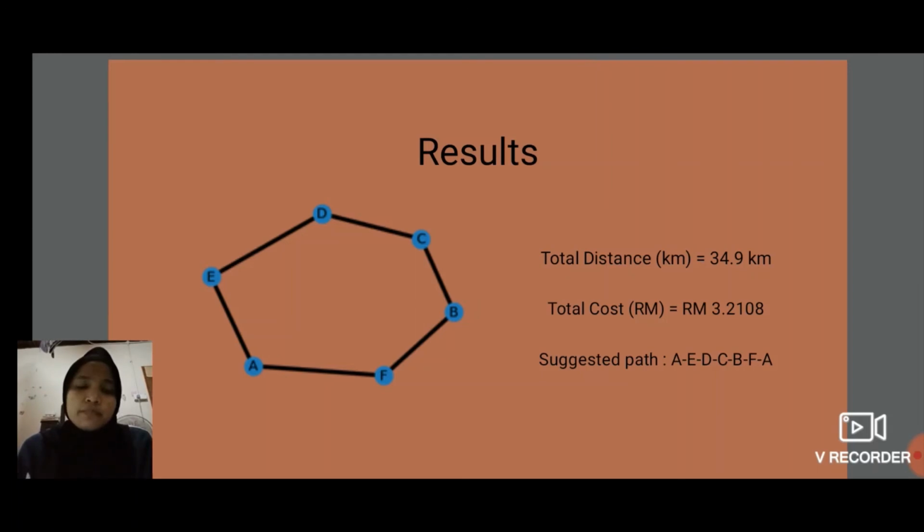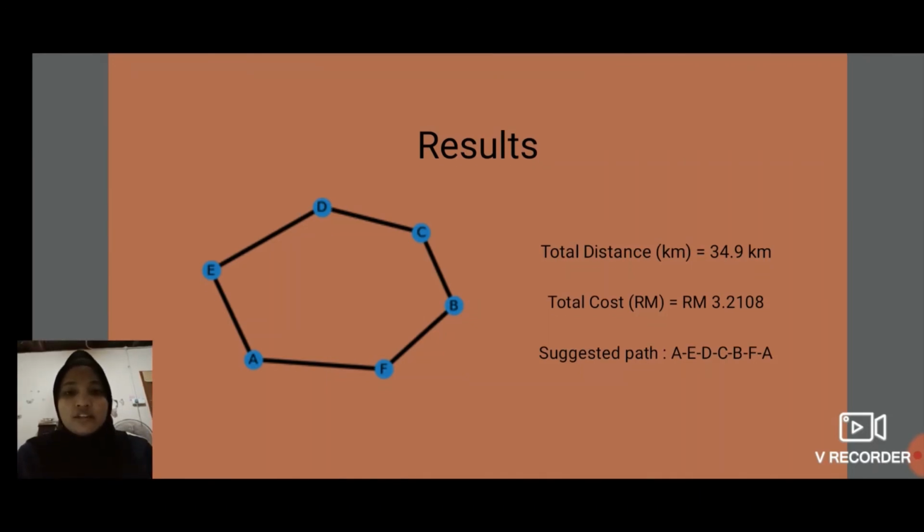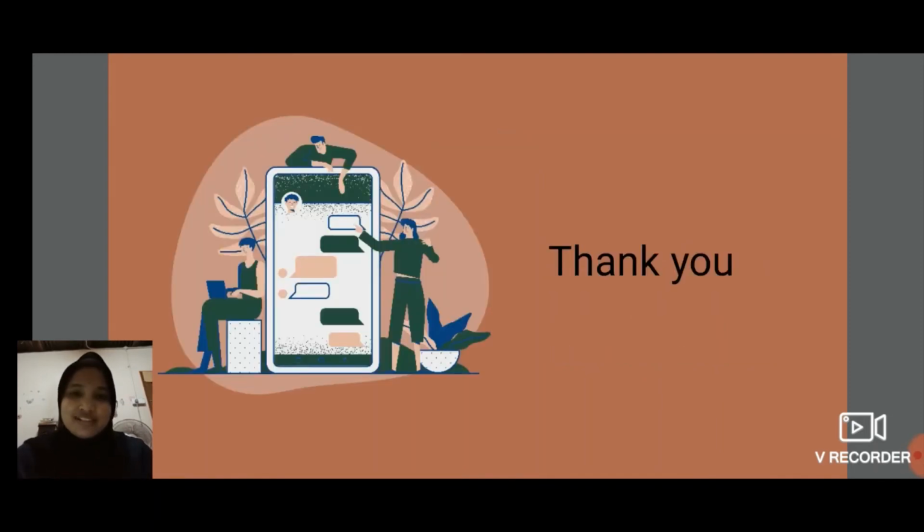The suggested path for the shortest route based on the graph starts from vertex A, which is Pejabat Daerah Kuala Muda, and also ends at vertex A. This satisfies the condition of this project, which requires the starting point to be the district office. If we calculate manually the total cost and the total distance, we get the same result as the output of Google Colab. That's all from us. Thank you.